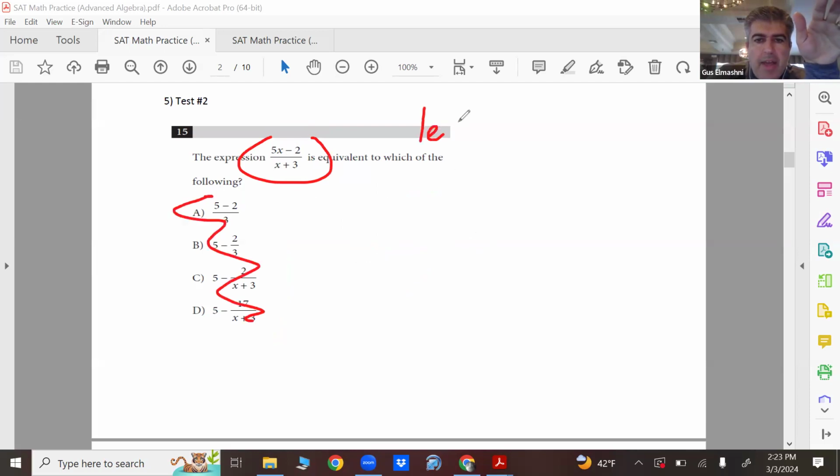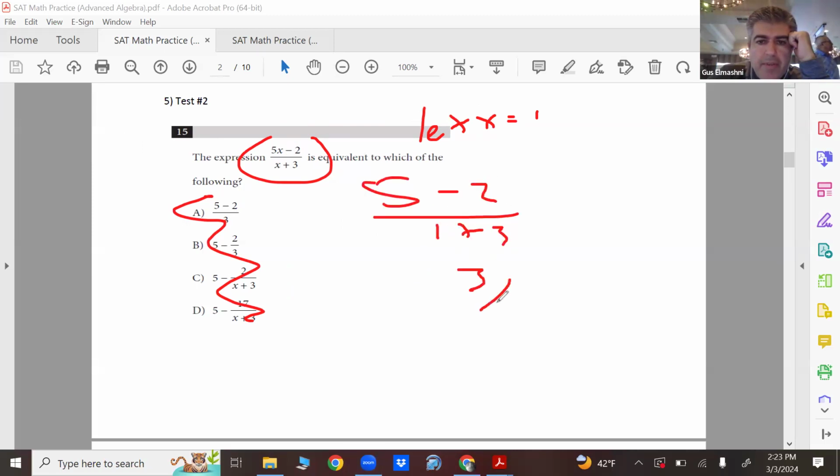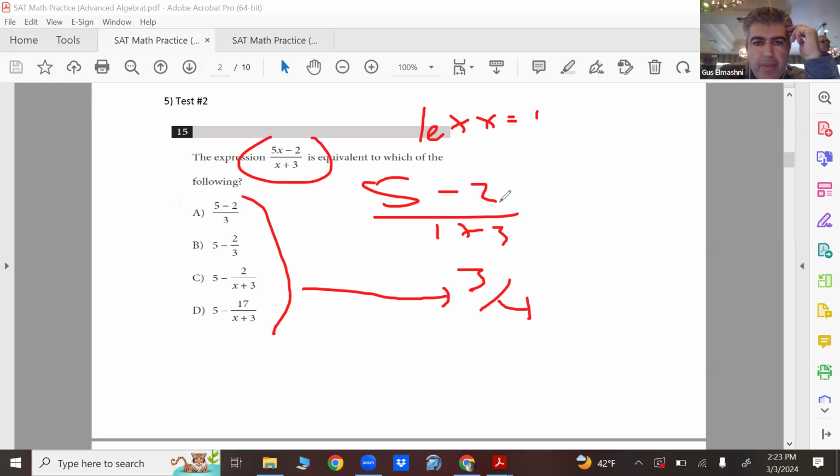Okay. I let x equal a number. Yeah, and let me check the chat. Yeah, it'll be 3/4. When x is 1, you have 5 minus 2 over 1 plus 3. Okay, now let's look at the choices. You need one of these to equal 3/4. Remember, x is 1.